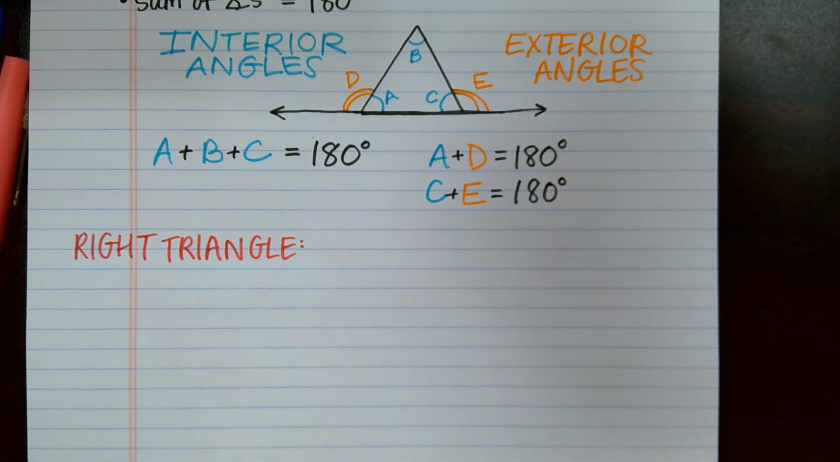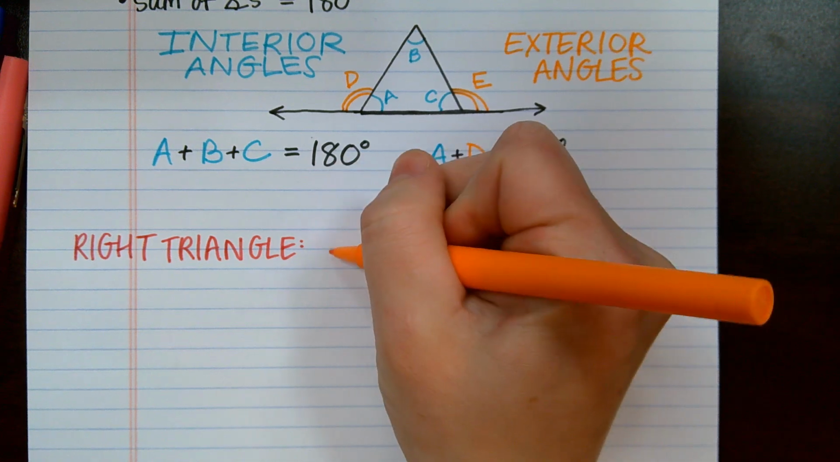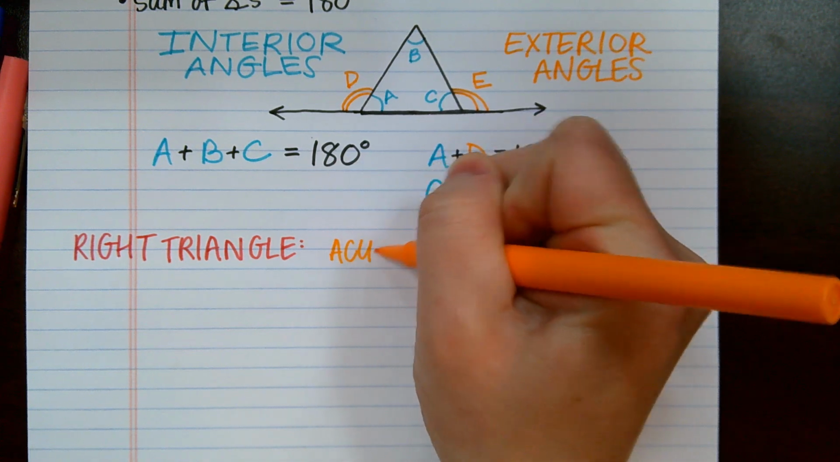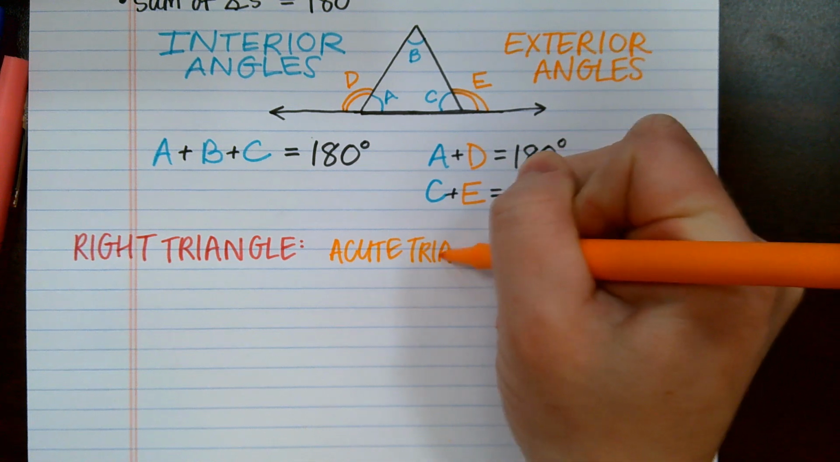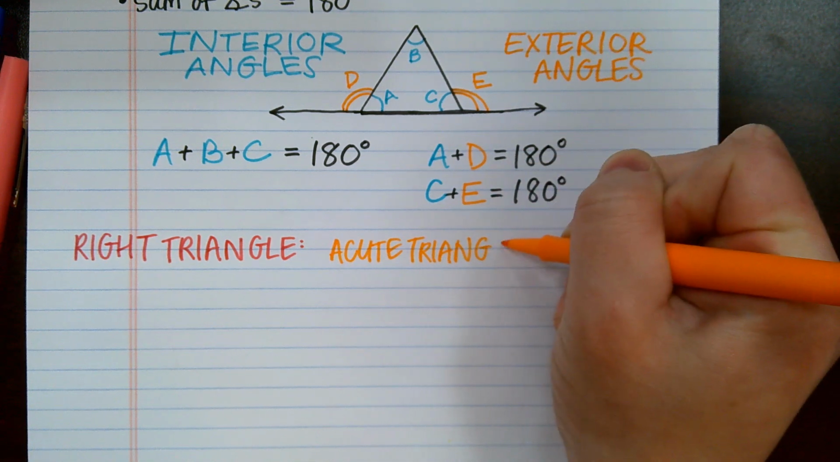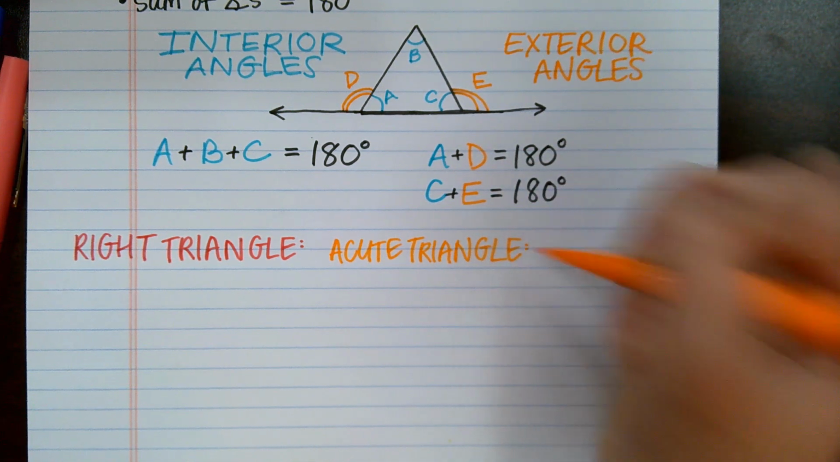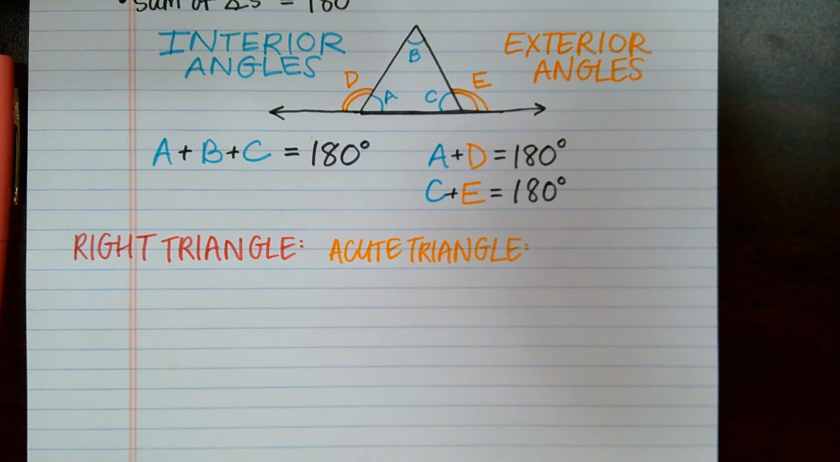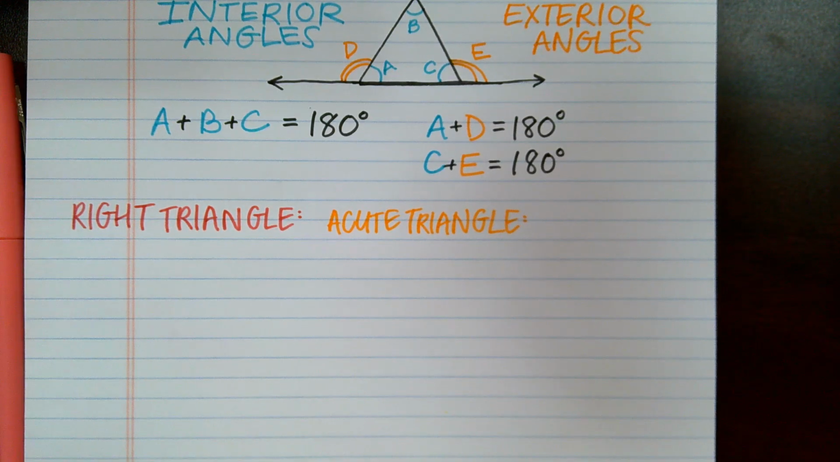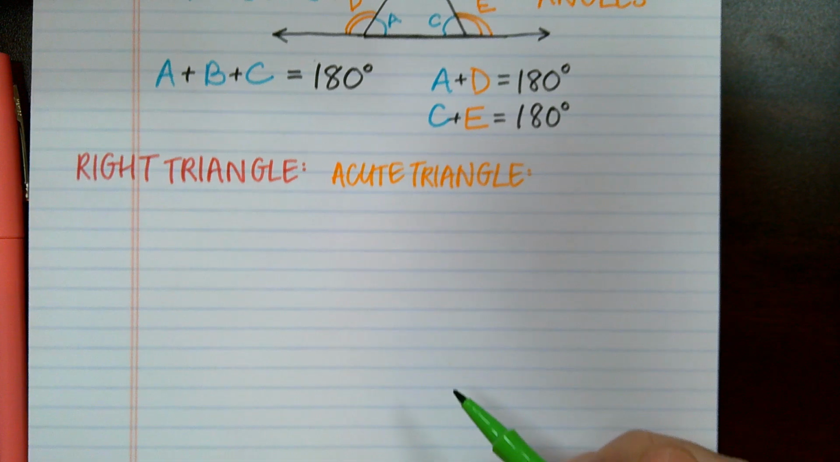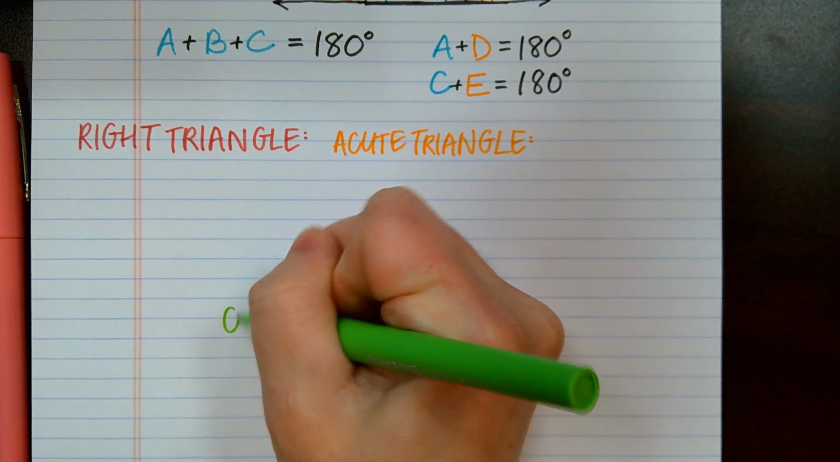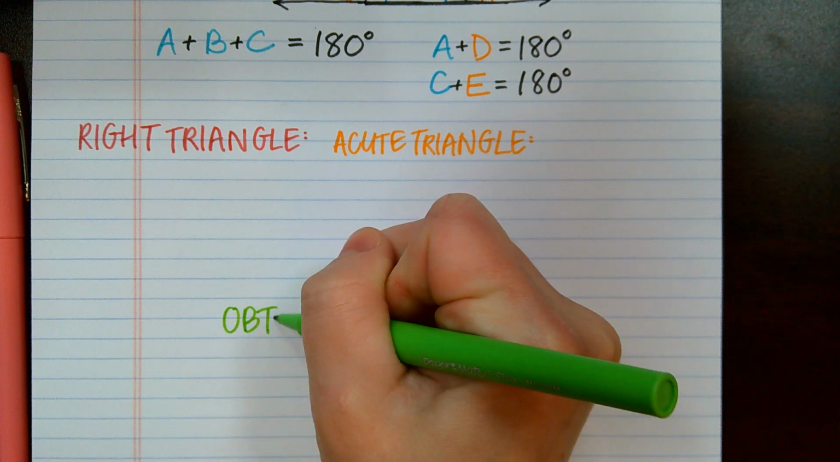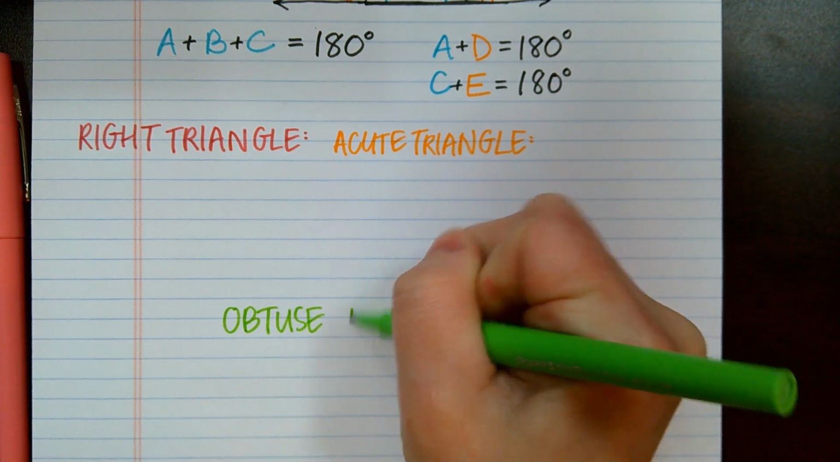Then we're going to talk about an acute triangle. And I didn't give myself quite enough room. Last but not least, we'll talk about an obtuse triangle.